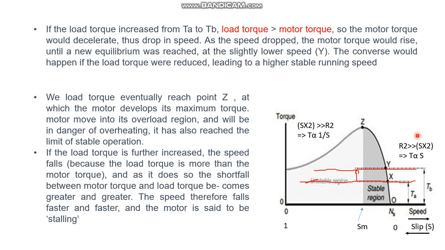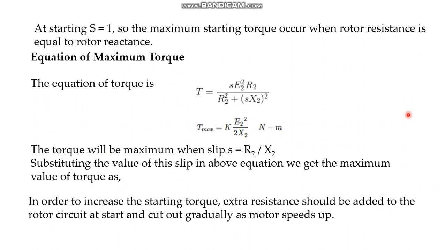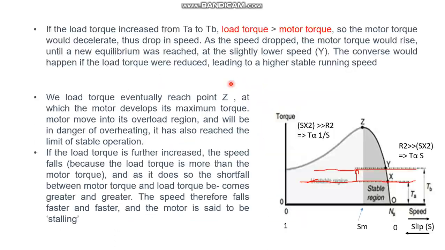Slip is (Ns minus Nr) by Ns. Speed reduces means Nr reduces. If Nr reduces, slip increases, and slip increases means torque increases. Why? Because torque is equal to s E2 squared R2 by (R2 squared plus (s X2) whole squared). So this increases, and here torque is directly proportional to slip.